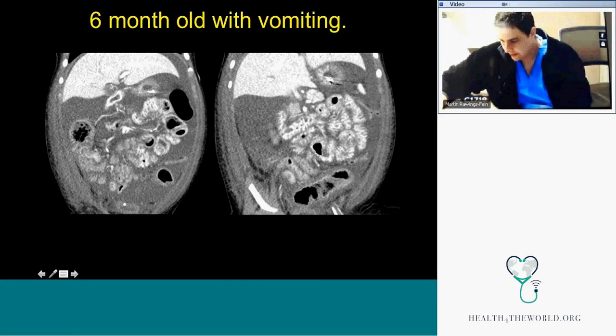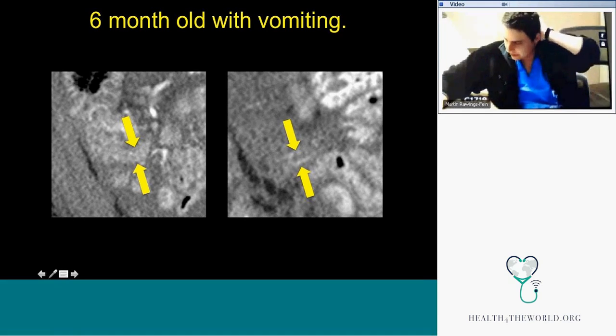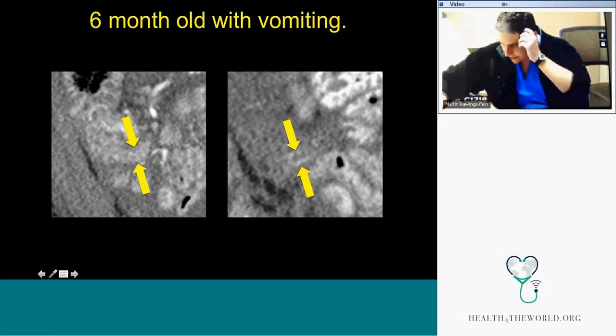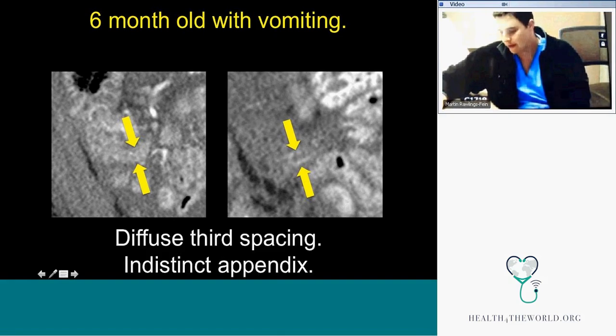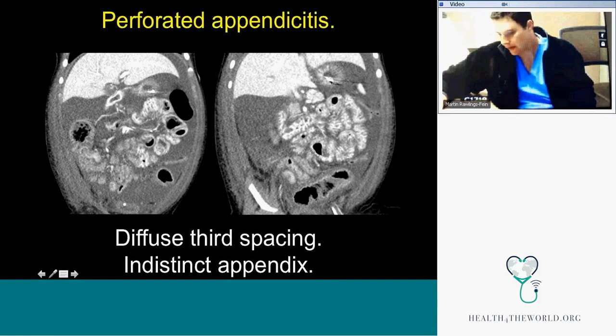This is their CT. Interestingly, the appendix was the least remarkable finding of all, except that the appendix wall was really indistinct. That's not just because of very thin cuts. The appendix is really hard to see. Matted bowel in the right lower quadrant and fluid that's complex and echogenic was a patient with perforated appendicitis.